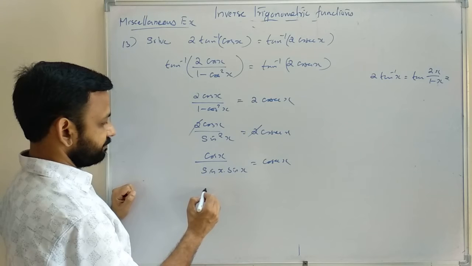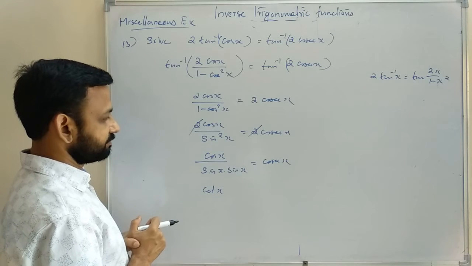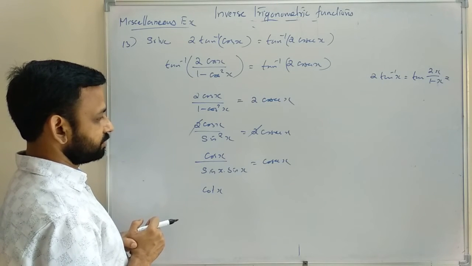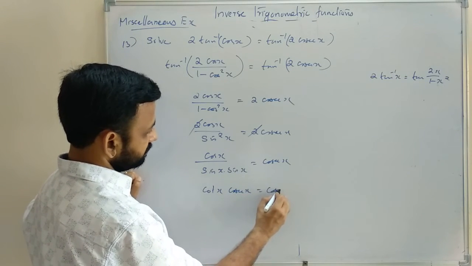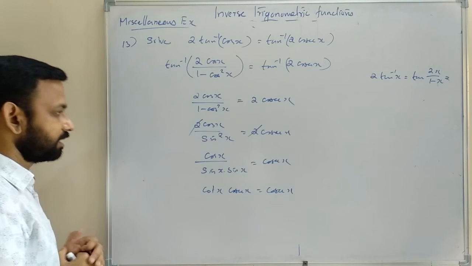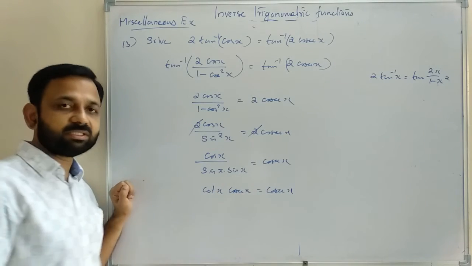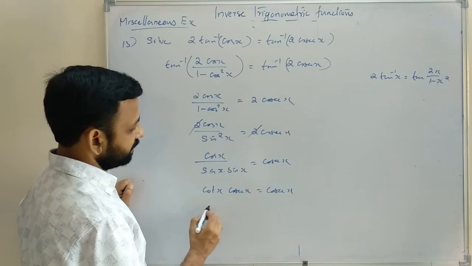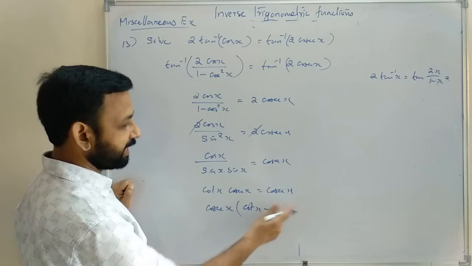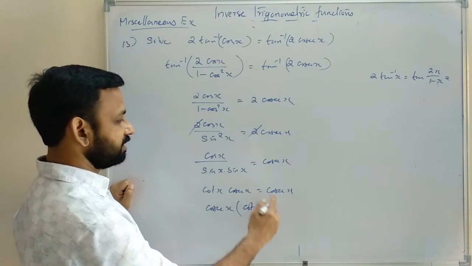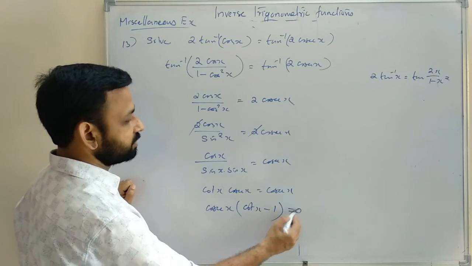Cos x by sin x is cot x, then 1 by sin x is cosec x, equal to cosec x. Then we need to find the value of x, so we cannot cancel cosec x and cosec x. If you cancel, then we will not get that value. So we take cosec x common: cosec x into cot x minus cosec x equal to 0.